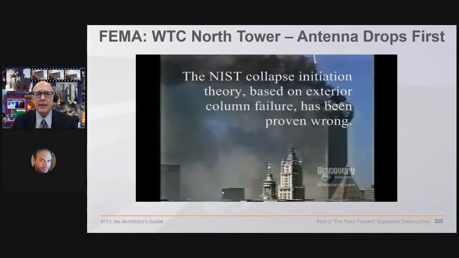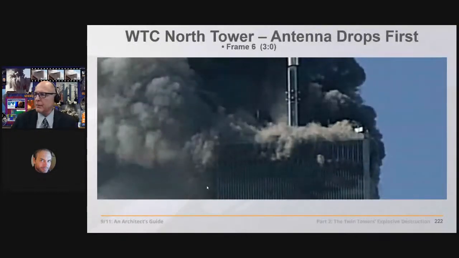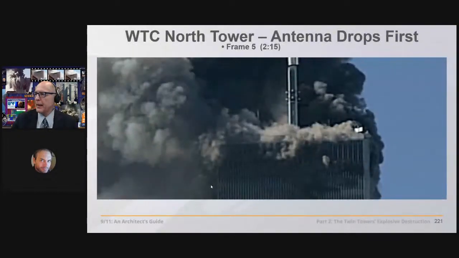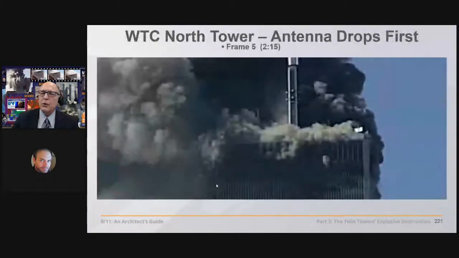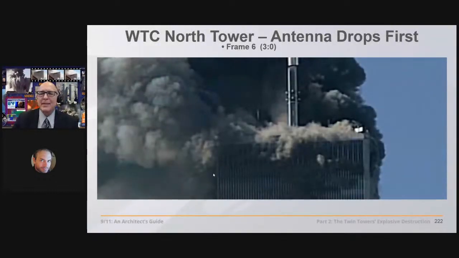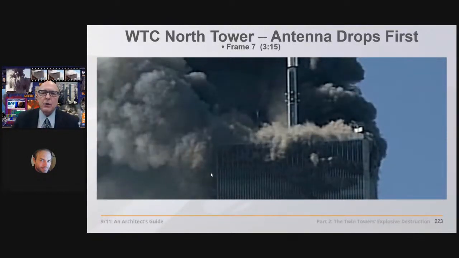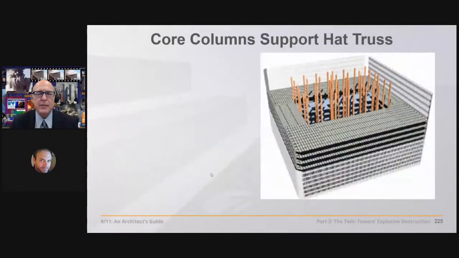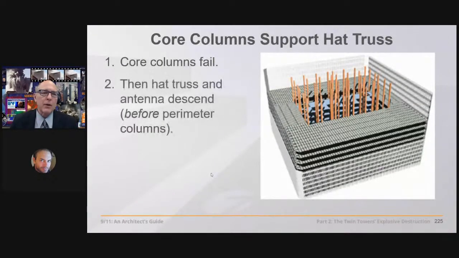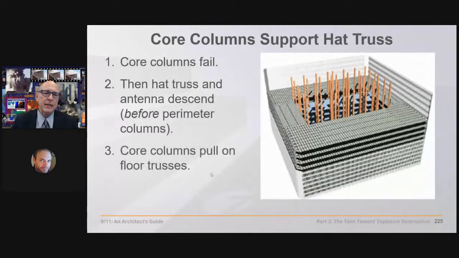But the antenna, as you can see here, down, down, back, back, forward, forward, back, back, down, down, up, up. So you can see that that antenna is dropping at least 10 or 20 feet right there. This is a huge 400-foot tall antenna. So what does the antenna sit on? It sits on the hat truss. What does the hat truss sit on? It sits on the core columns. So first the core columns are failing, then the hat truss fails and the antenna descends.